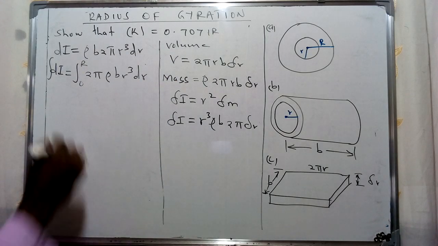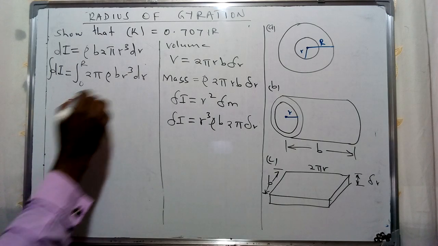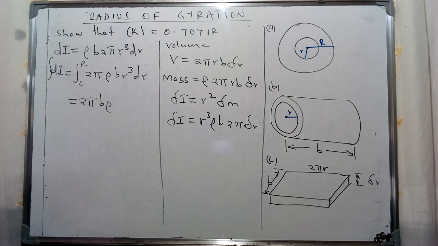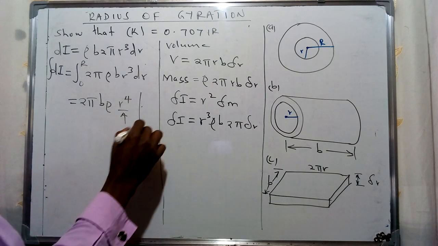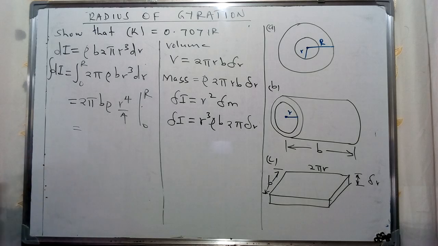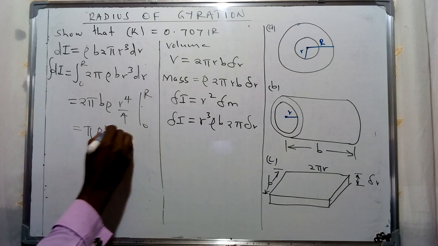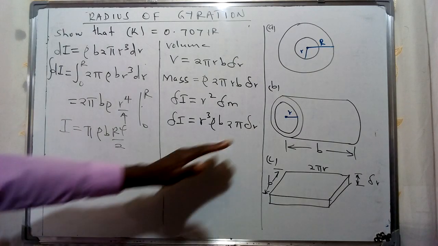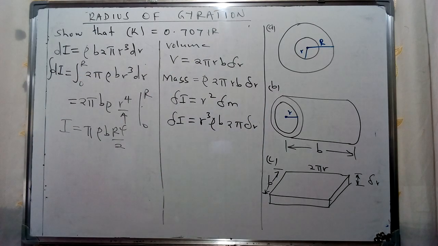And this, if we do an evaluation, is going to give us the value of 2 pi b rho. So this is going to be rho and not p. Rho, and then we shall have r to power 4 over 4, from 0 to r. So we are going to do a substitution for that one and find the value of pi rho b r to power 4 all over 2, which is going to form our moment of inertia of this specific totality of these concentric rings, which form the entire radius of r.